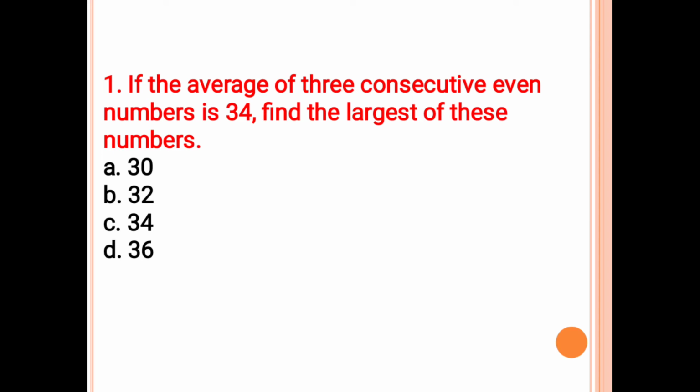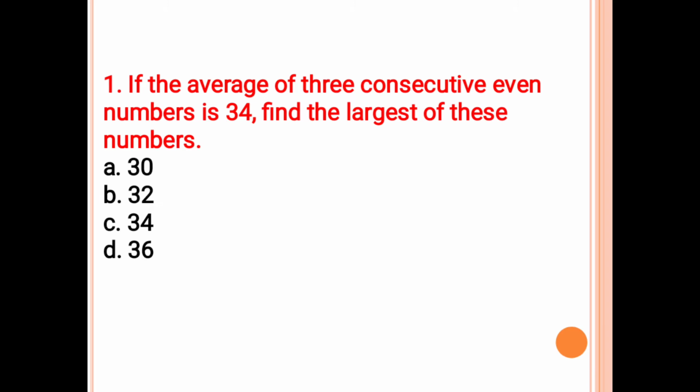So likewise here the average value is 34. That means 34 is the middle number of the three consecutive even numbers. So what is the preceding even number of 34? That is 32, because we can consider only even numbers. What is the succeeding even number? 36. So from these three numbers, which one is the largest? 36. So here we apply the logic: if we take any three consecutive even numbers, then the average of those three numbers is the middle one. We are using that logic here.